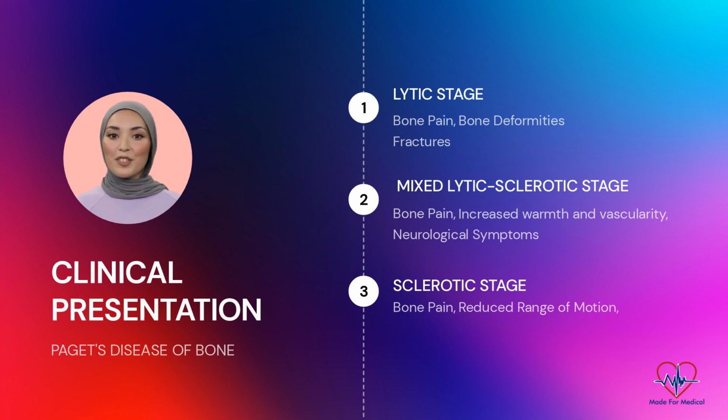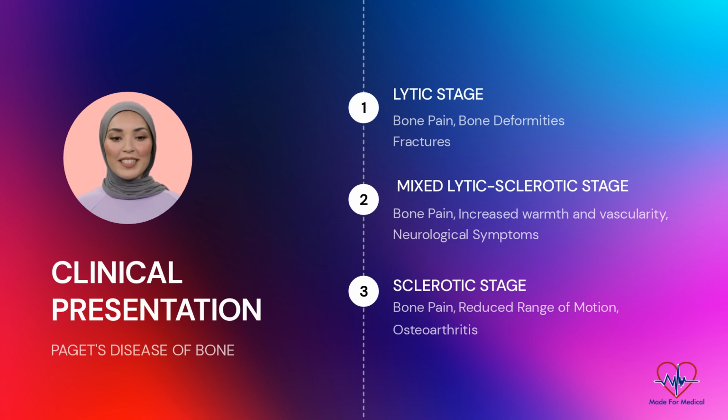Thickened bones can restrict joint mobility and lead to stiffness. Osteoarthritis. Over time, the abnormal bone structure and joint changes can result in the development of secondary osteoarthritis. It's important to note that not all individuals progress through all stages, and the symptoms can vary significantly. Additionally, some individuals may remain asymptomatic throughout the course of the disease.